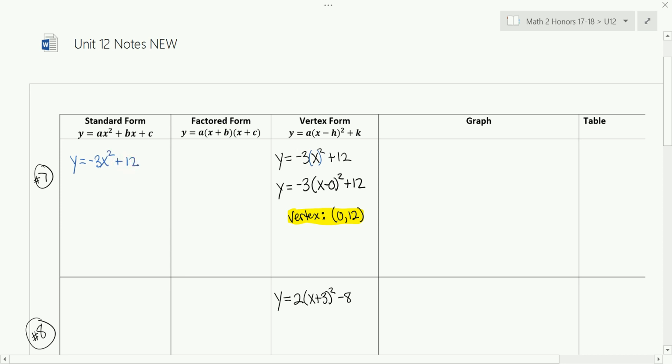And if you want, you could even write it this way. I'll write above it. So you could see that B's non-existent. It's 0. That's why we don't have an x in the middle of it, right? So usually we don't write 0x. We just leave it out. But you could write that, and then you can see, oh, A is -3, B is 0, and C is 12. Okay. To get to factored form, we're going to have to factor.